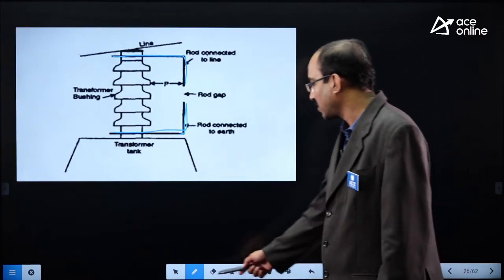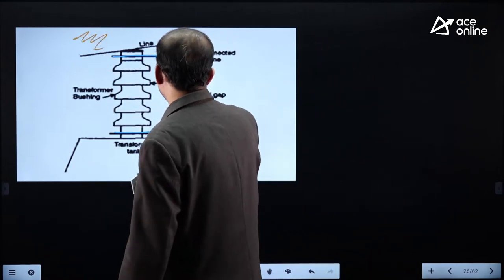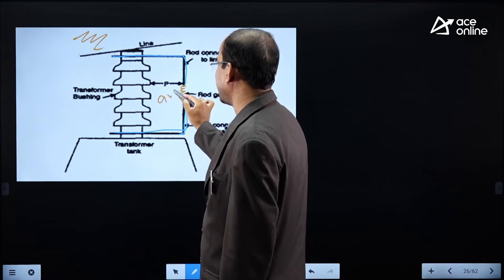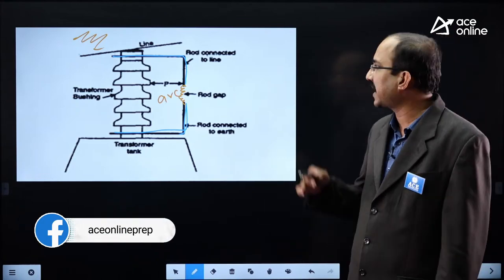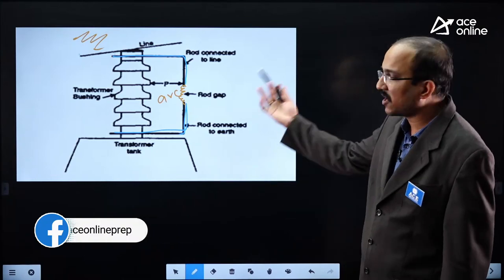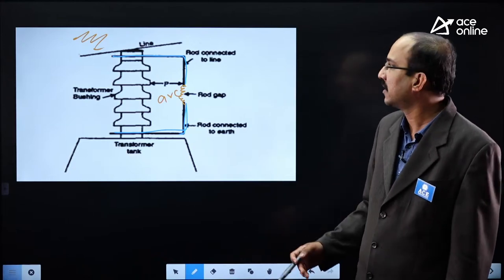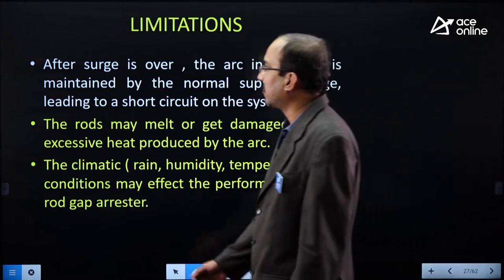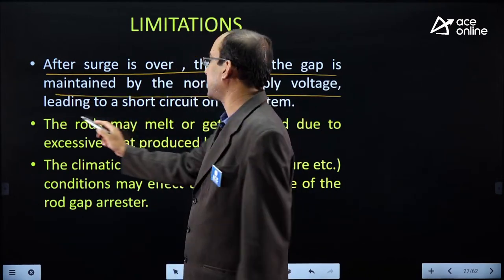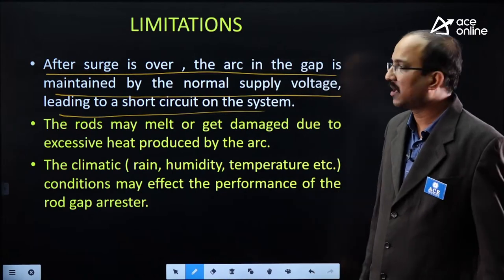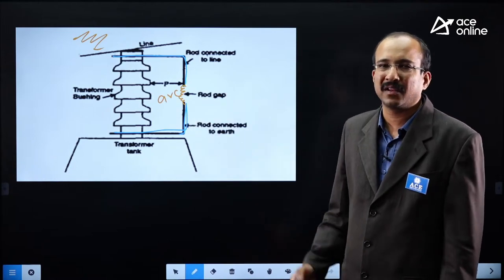Here what happens in the case of the rod gap type arrester? Whenever there is a voltage surge, the gap conducts, an arc is initiated, and the surge is discharged to ground. But the limitation is that the arc continues to exist even after the surge is over. After the surge is over, the arc in the gap is maintained by the normal supply voltage, leading to a short circuit on the system. So if the arc is maintained even after the surge has been completed, it will create a short circuit path that is not desired.